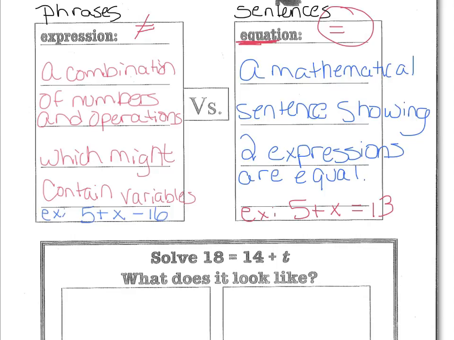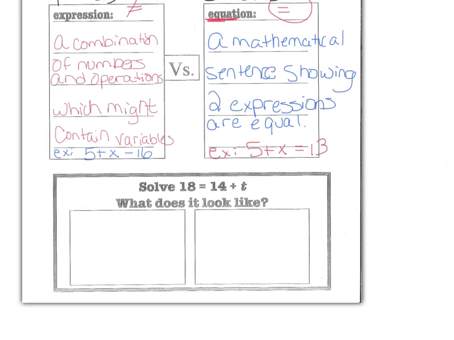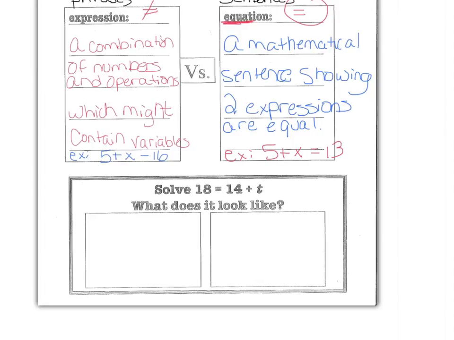Okay, so let's go ahead and see what we can do to try to be detectives and solve for a variable, to figure out what a variable is. So we have down here an equation that says solve 18 equals 4 plus t. What does it look like? First, let's draw it out. If we pretend that we have a scale, our scale must be balanced. On this side, and I'm going to change my colors here to green to be kind of like our algebra blocks. Over here, we have 18.